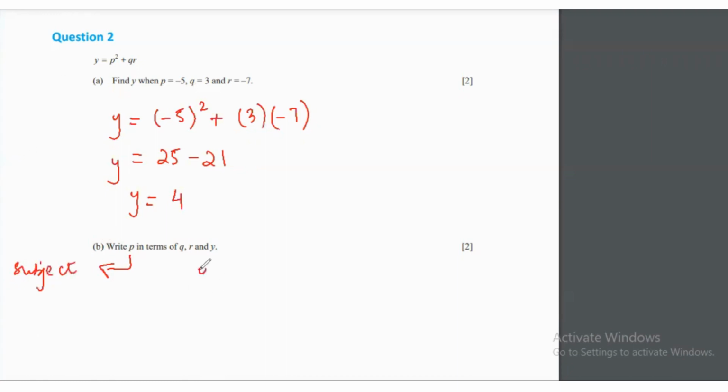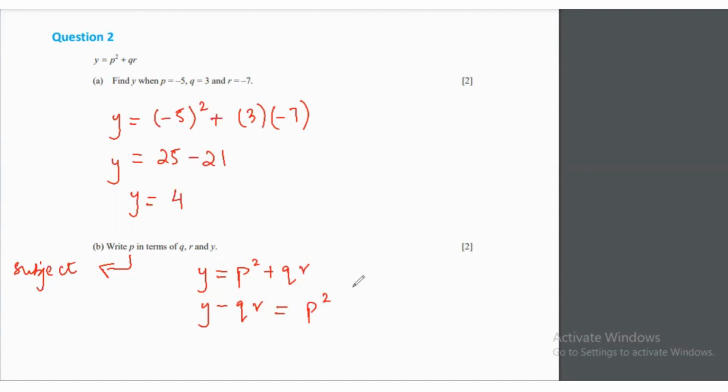So what we will do is, in the initial equation, Y is the subject, and the equation is in terms of P, Q, and R. Keeping in mind that we have to make P the subject, first you move the other terms to the left-hand side. Since Q and R are already being multiplied to each other, we can directly move them to the left-hand side altogether. Instead of being added to Y, they would be subtracted from Y. So Y minus QR is equal to P square.